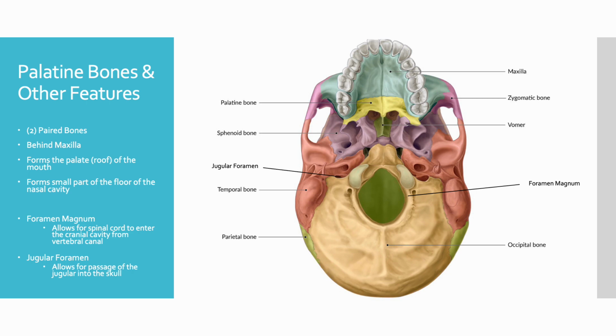And we have a jugular foramen. These are these little oval-shaped foramens. There is one on each side, the left and the right, and these allow for the jugular to go into the skull and enter the brain so it can pump blood to it.